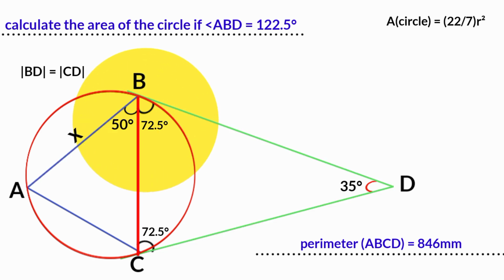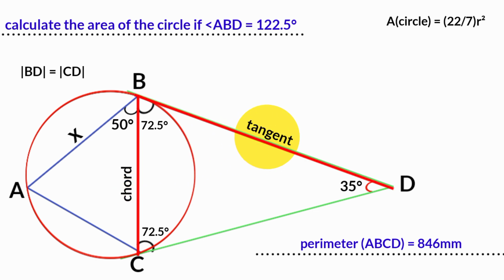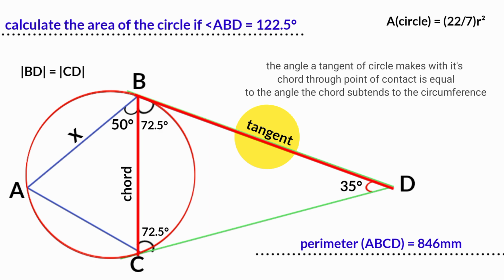If you look here, this line BC is a chord and this a tangent. From the circle theory, there's another rule that the angle between a tangent and a chord through point of contact is equal to the angle the chord subtends to the circumference. That is, this angle and this angle here are equal in sizes. So therefore, this is also 72.5 degrees.